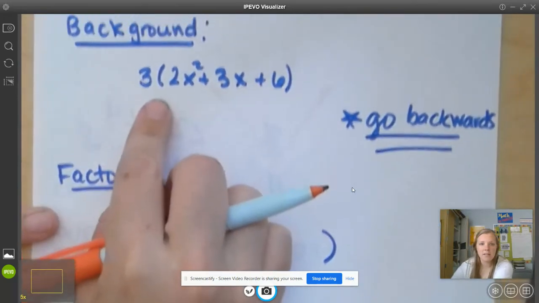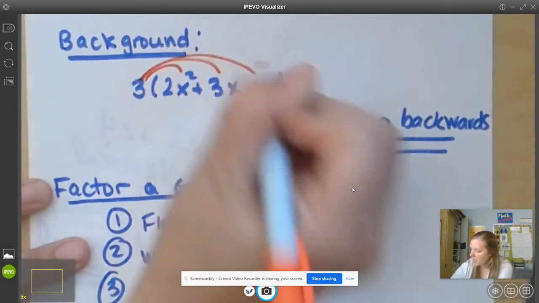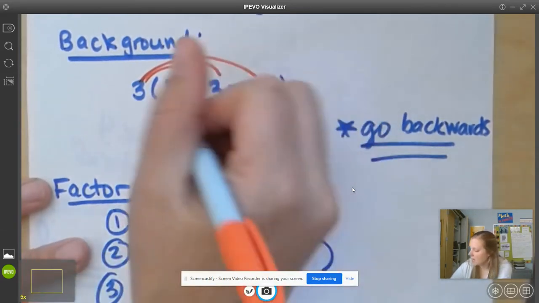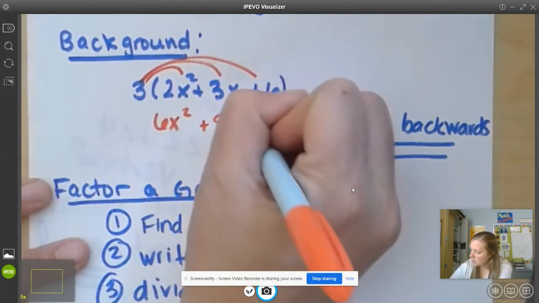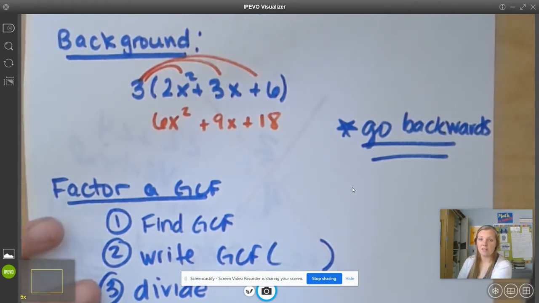Again, some background is we have been distributing. So giving the number on the outside to each term on the inside, this would become 3x squared plus 9x plus 18. If you're having trouble doing the distributive property still, please let me know. And then I can help you with that, because we should have mastered that already.